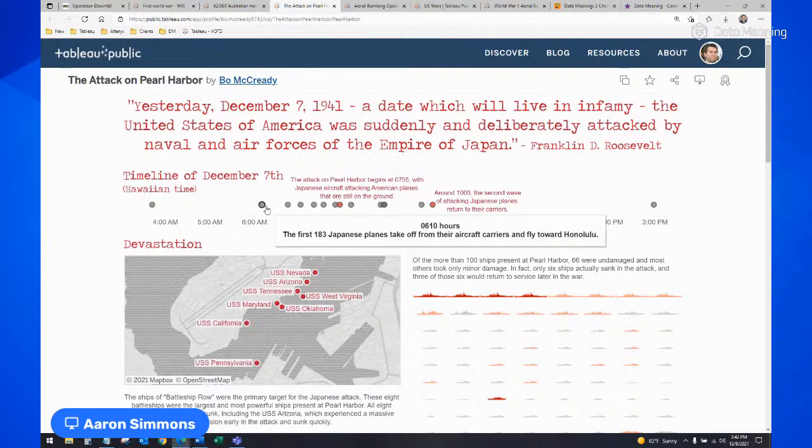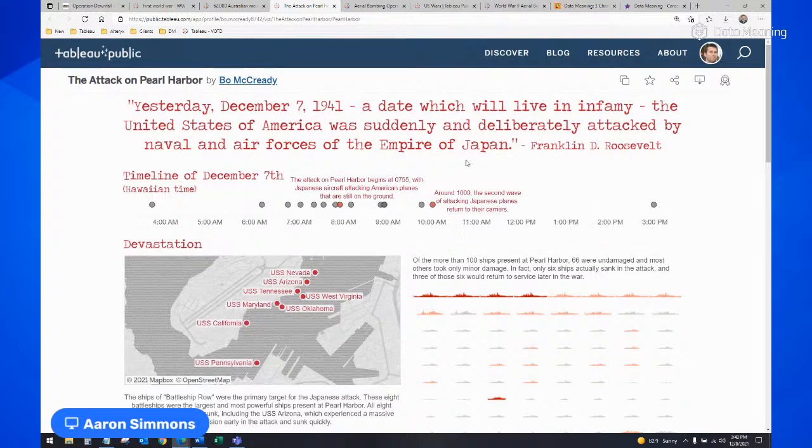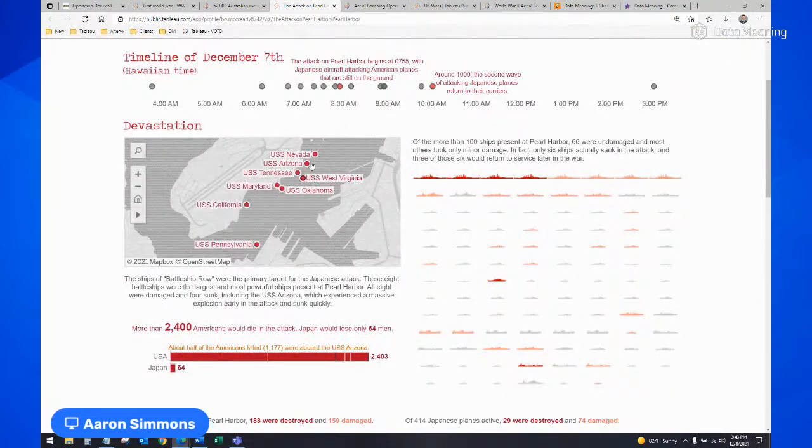This one's neat because you can see at 6:10 the first planes take off, and they colored it red to make it stand out, that's when the attack started at 7:55. So you can see the time between those two things. Down here, they have each of the ships, but they said of the 100 ships that were present, 66 were undamaged, and most only took minor damage. Only six ships actually sank, and that surprised me because I didn't know that either. And down here it says half of the Americans killed were aboard just the USS Arizona. Also, I had no idea that the large majority of them were from one single boat.